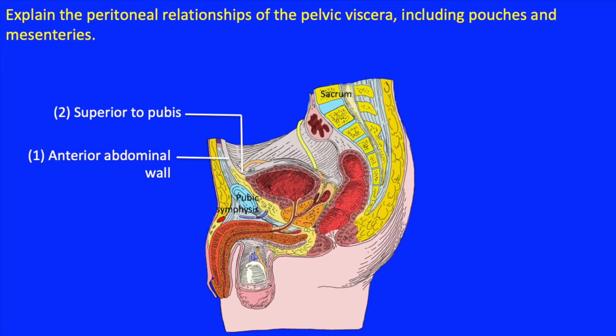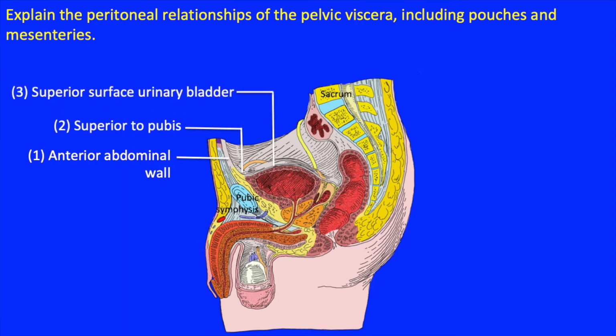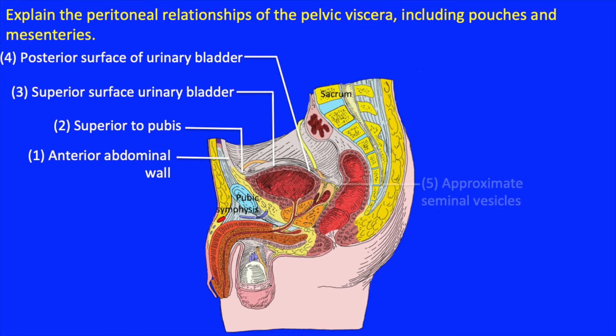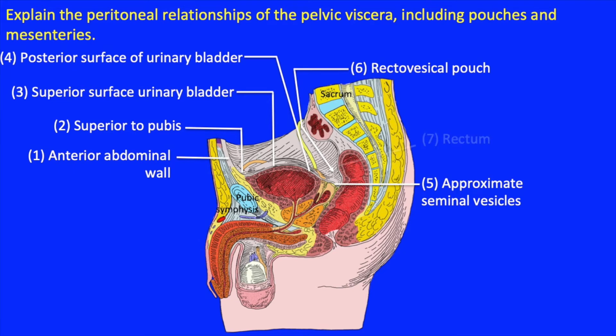We again notice that the peritoneum passes from the anterior abdominal wall superior to the pelvis, covers the superior surface of the urinary bladder, then travels inferiorly along the posterior surface of the urinary bladder and approximates the seminal vesicles. From there, the peritoneum turns on itself to generate the rectovesical pouch, gains contact to the anterior surface and sides of the rectum to give rise to the sigmoid mesocolon beginning at the level of the third sacral vertebrae.